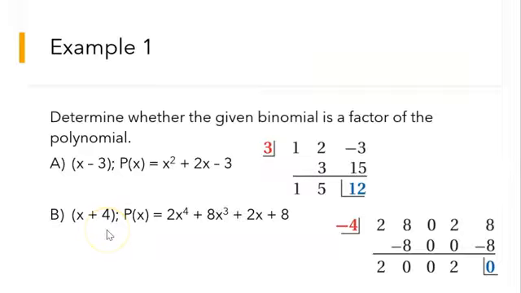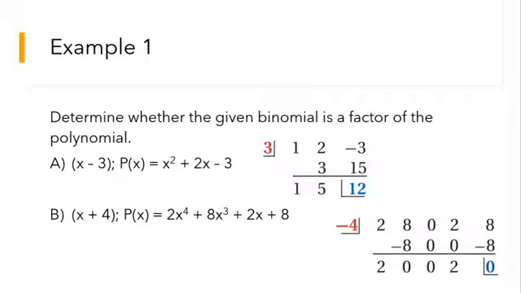In part B, I did my synthetic division. Don't forget to add in the 0 for the x squared term. And I did get 0 as my remainder. So x plus 4 is a factor of 2x to the 4th plus 8x cubed plus 2x plus 8.